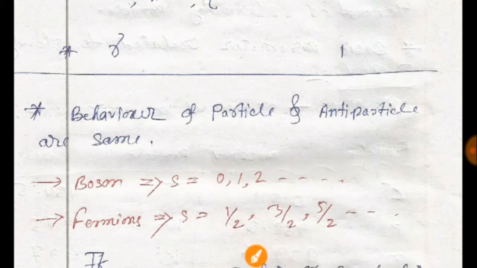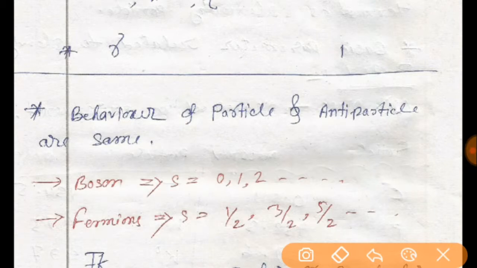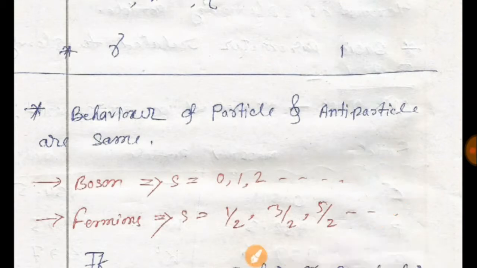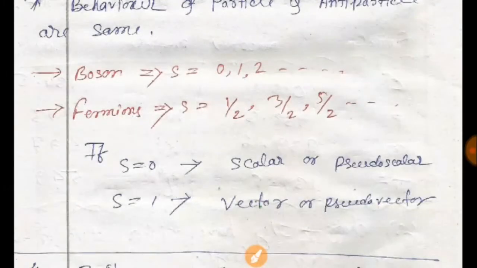If we have bosons, they have spin 0, 1, 2, 3, integral multiples. If we have fermions, the spin will be half-integral: 1/2, 3/2, 5/2, and so on. If s equals 0, it will be scalar or pseudoscalar, and if s equals 1, it will be vector or pseudovector.